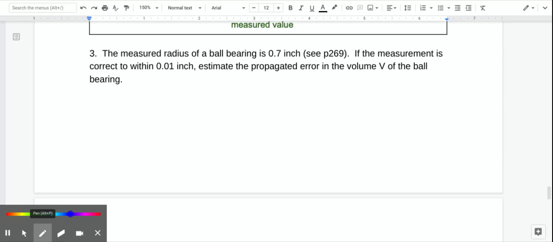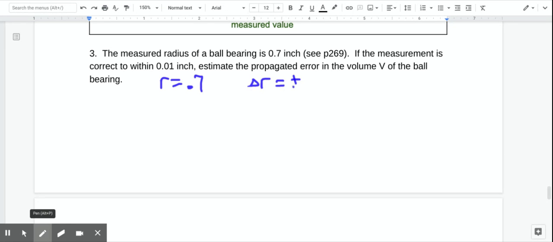Ball bearings are used in lots of devices, in mechanical engineering. There's a picture of this on 269 in your book. The measured radius of the ball bearing is 0.7 inch, and the measurement is correct within 1/100th of an inch. So whatever measuring device we use, it's pretty accurate, but it might be off by plus or minus 0.01.